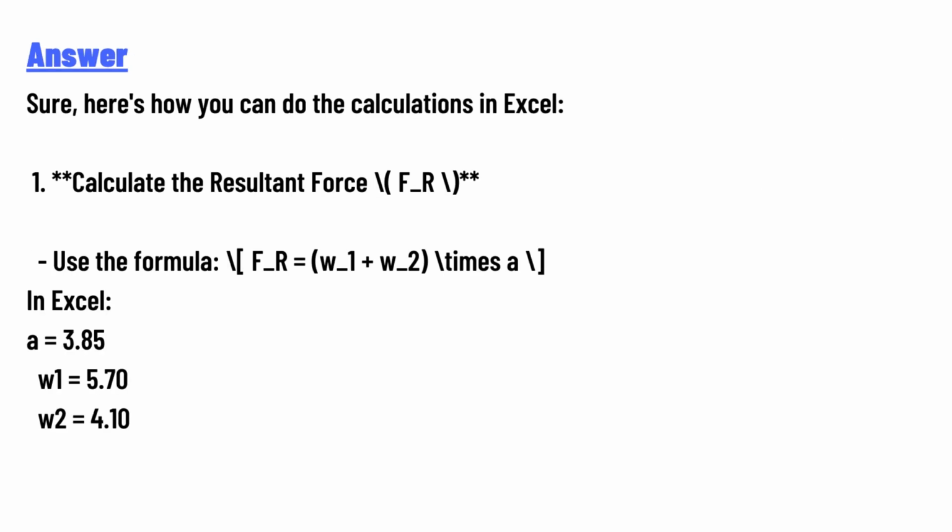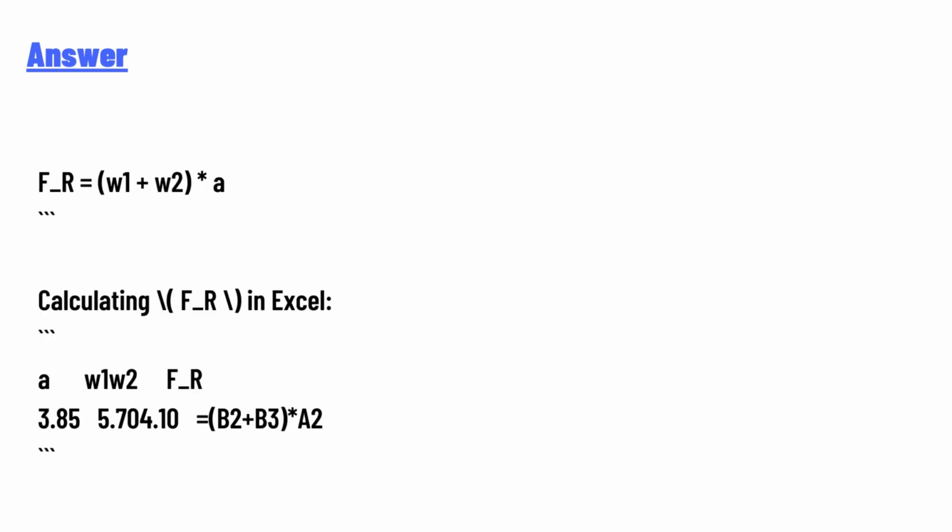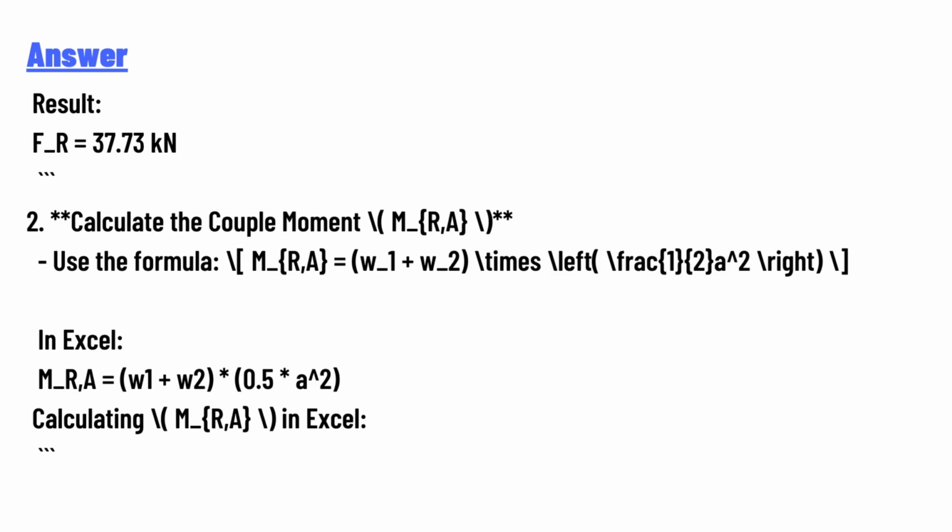Here's how you can do the calculation in Excel. First, calculate the resultant force Fr. Use the formula Fr equals W1 plus W2 times A in Excel. A equals 3.85, W1 equals 5.70, W2 equals 4.10. Calculating Fr in Excel: Fr equals B2 plus B3 multiplied by A2. Result: Fr equals 37.73 kN.